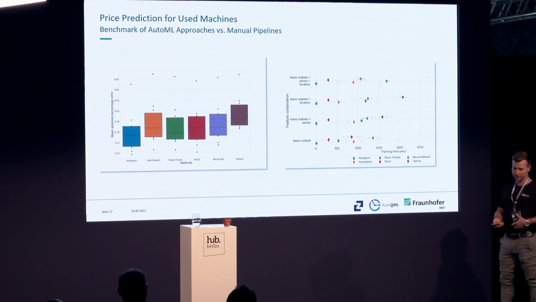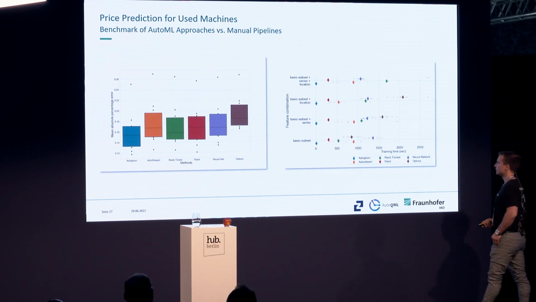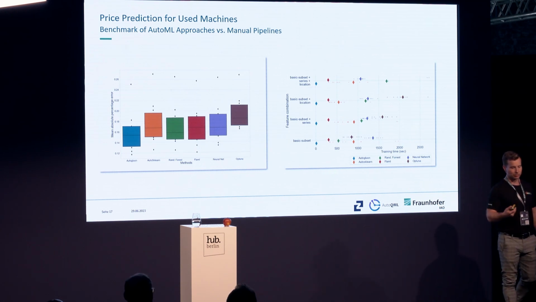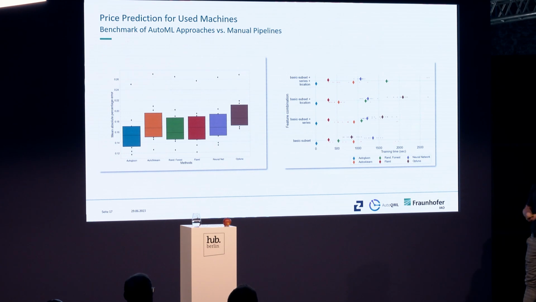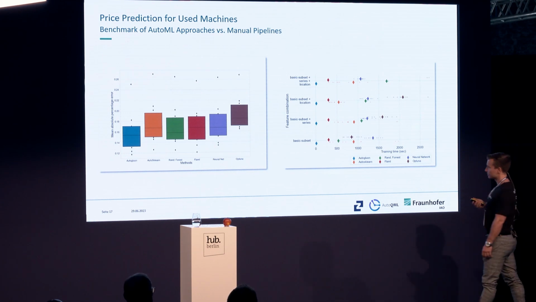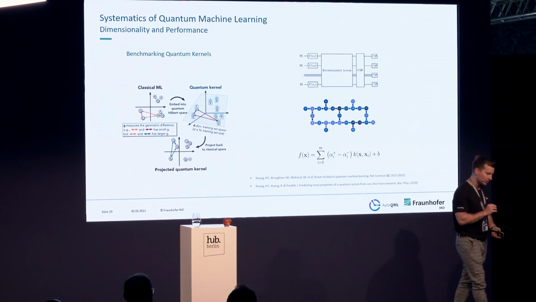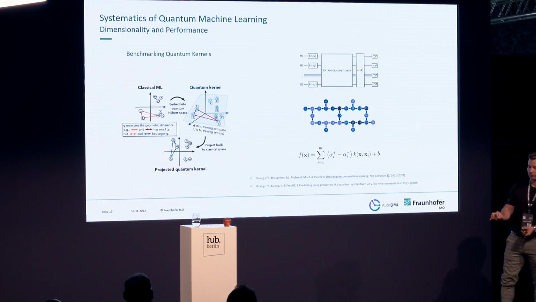So the next thing in this project together with Zeppelin is to not only benchmark and compare AutoML techniques with classical benchmark baselines, but also to use quantum techniques. And I don't want to go into very deep details of quantum. I only want to give you a short idea why this is so powerful.